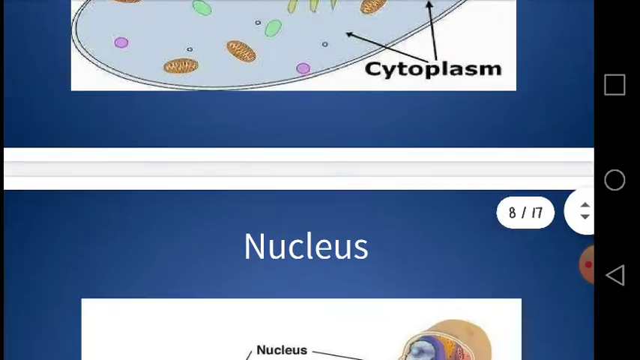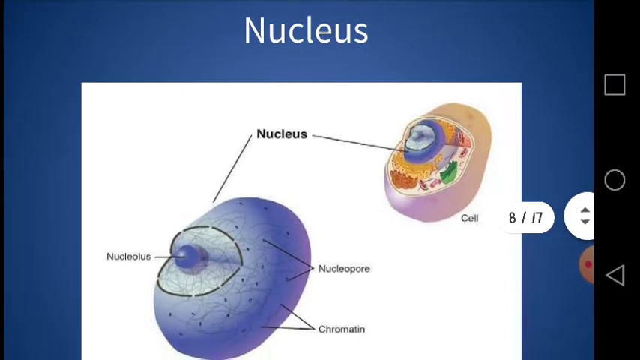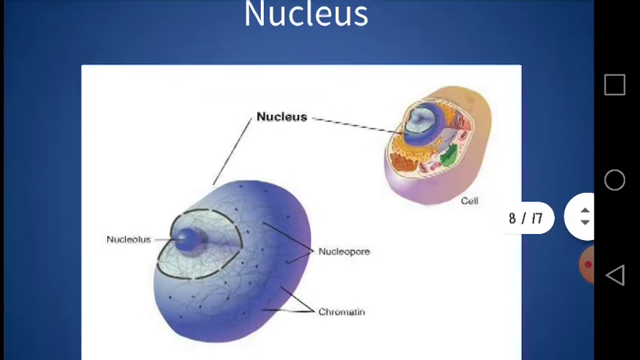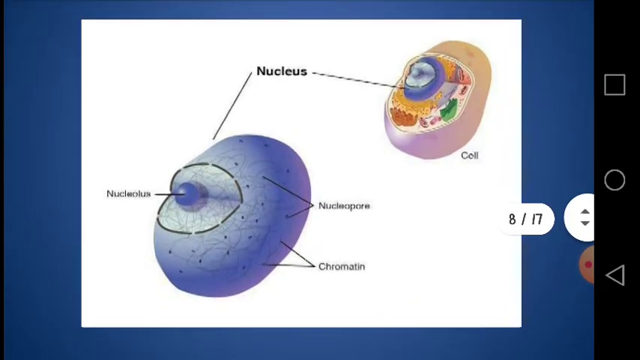Now we are going to focus on the very prominent and big structure in the cell, that is the nucleus. As I discussed earlier, first is structure and then functions. Now we are going to study the structure of the nucleus. As I told you, it is the most prominent structure of the cell, and usually this is spherical in shape, found in the center of the animal cells. But in the plant cells it gets towards one side because of the big vacuole.